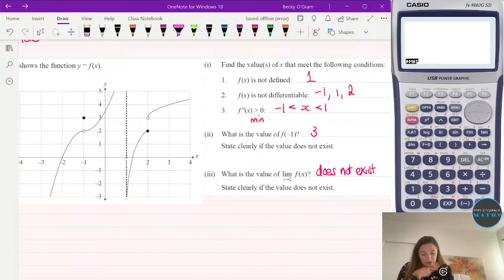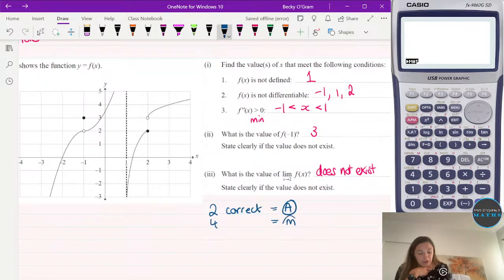Now, on that one, you needed to get 2 of them correct for achieved and 4 correct for merit. So you didn't even need to get all 5 pieces correct for the merit.